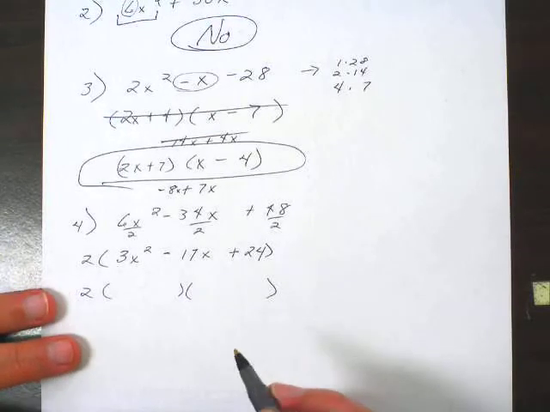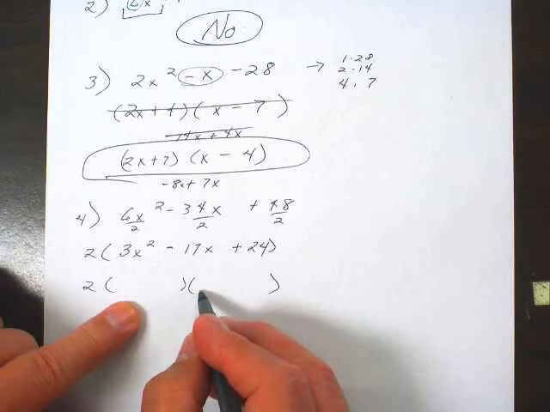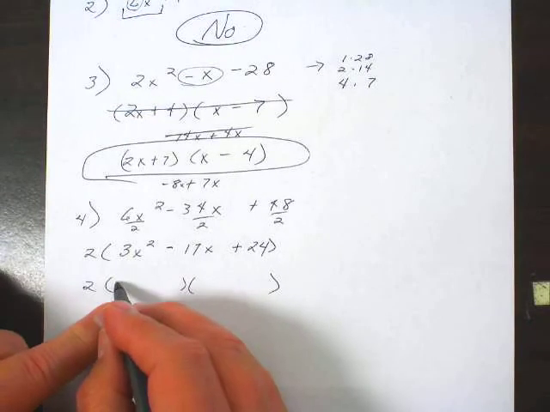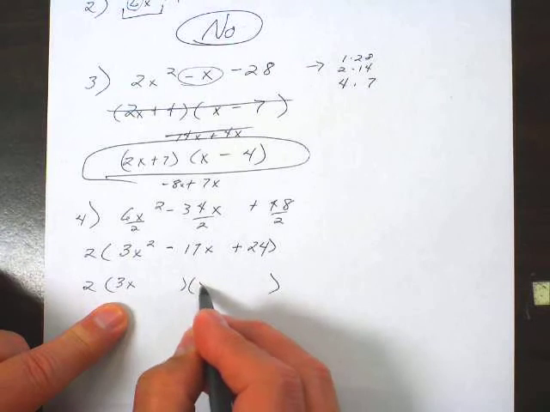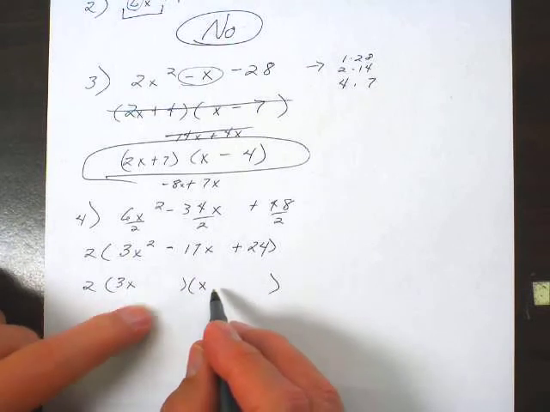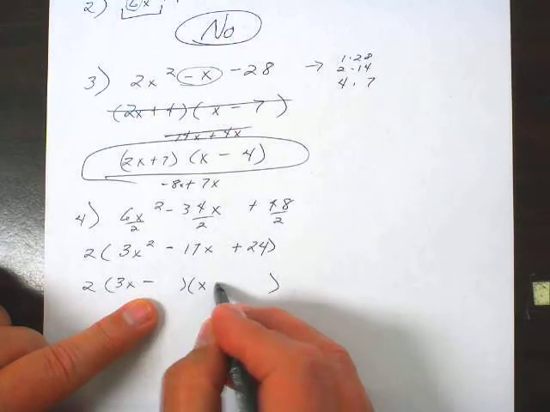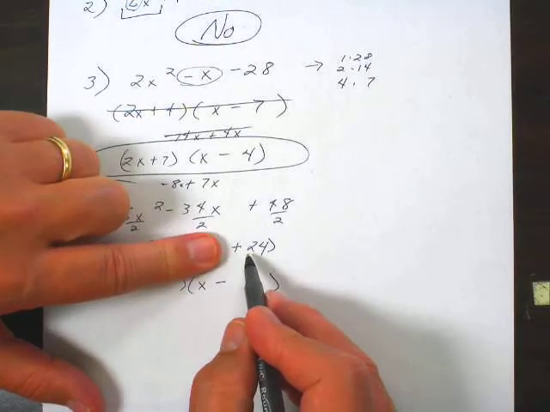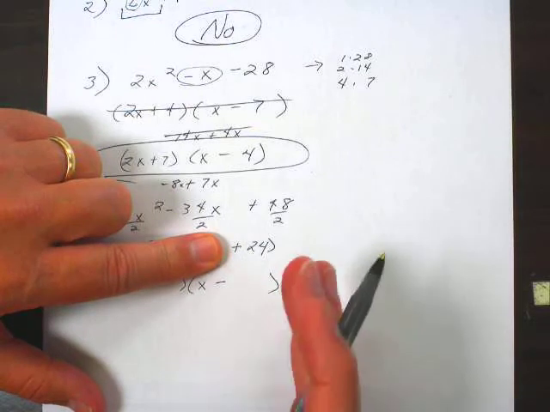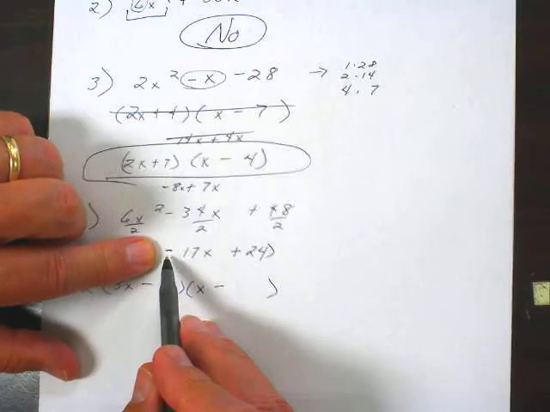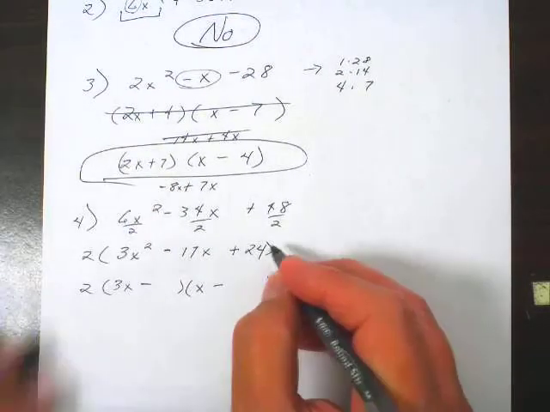Okay, so Raiden, what would you put here and here? 3x and x. What are the signs going to be, Raiden? Minus, minus. Negative, negative. Because if the last one's positive, it's either plus, plus, or minus, minus. This tells me which. And then what are the combinations that'll give me 24, right?